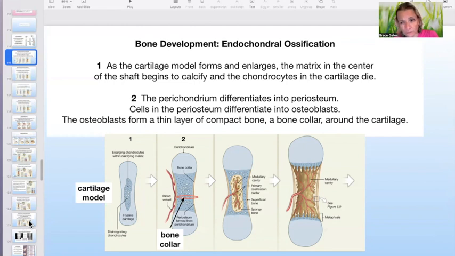I will read them to you, but I highly recommend that you read it slowly yourself while looking at the slide, okay? Because it's a lot of words. So I'm following along and numbering based on panels from a figure in Martini's that explains endochondral ossification. You'll see the panels below on the slide.